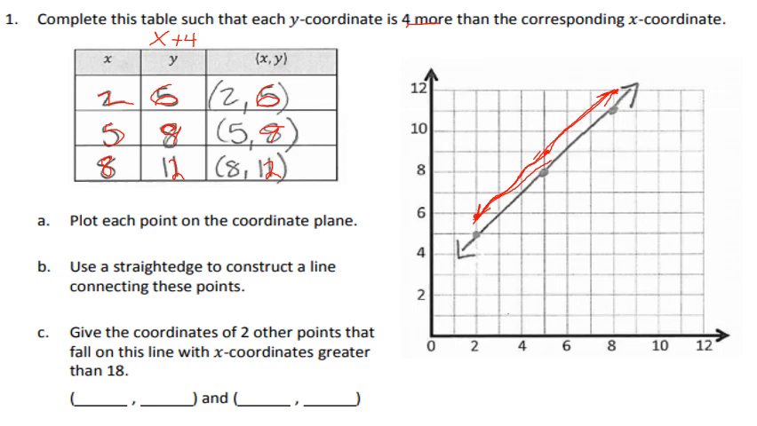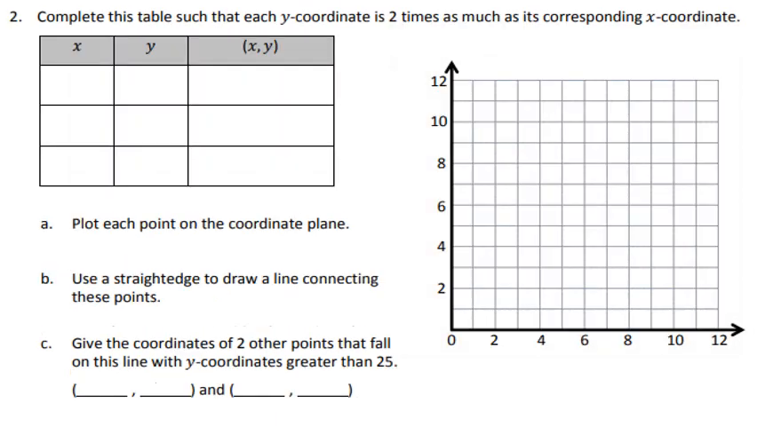Now, it says give 2 coordinates that fall in line with x coordinate greater than 18. Now, we find our y coordinate by adding 4 to x. So greater than 18, I could pick any number. I'll pick 19, that's greater than 18, and 20. Now when I use my rule of x plus 4, 19 plus 4 will be 23, and 20 plus 4 will be 24. And I know both of those points will be on that line when I extend it out.